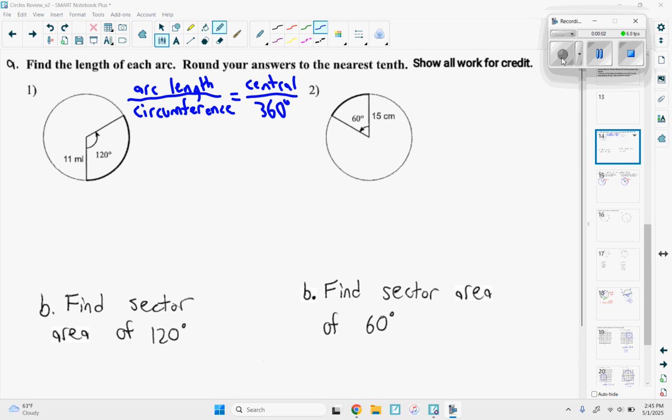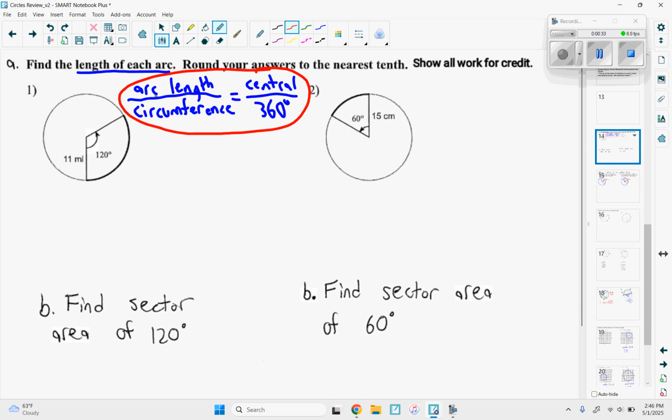All right, let's go through our review for the circles test. Here we're starting with arc length. Anytime you see arc length, you are going to want to use the arc length proportion, which is the ratio of arc length out of circumference, and that's equal to the ratio of the central angle out of 360 degrees, because 360 represents all the way around the circle.